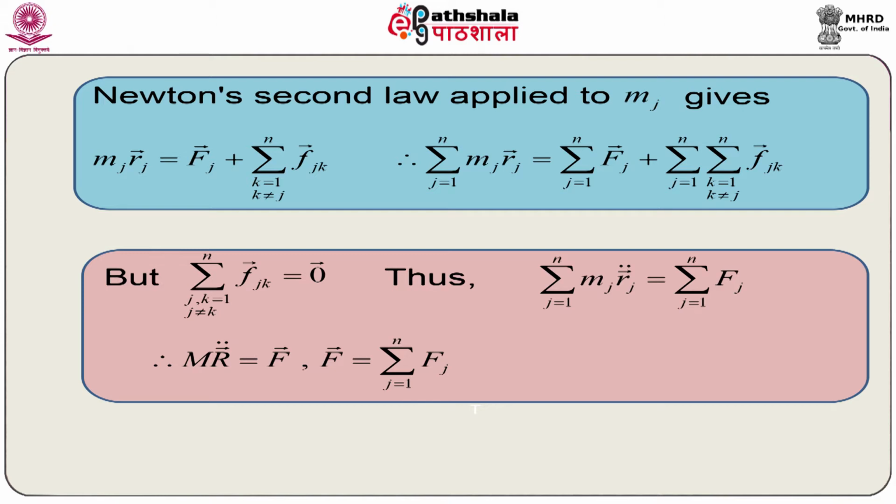Using the formula we have already obtained, we can write this equation as capital M R vector double dot equal to capital F vector, where capital F vector is the summation of j equal to 1 to n capital F j vector.